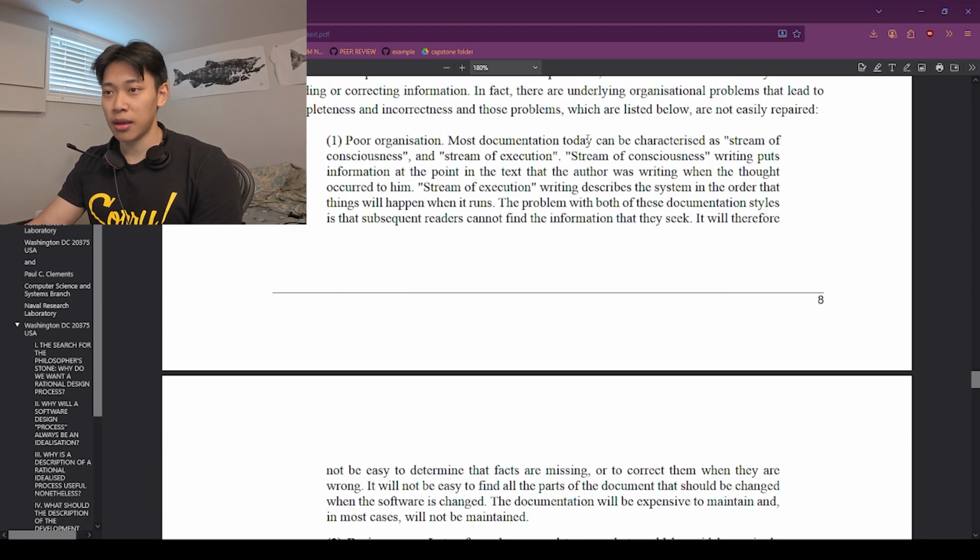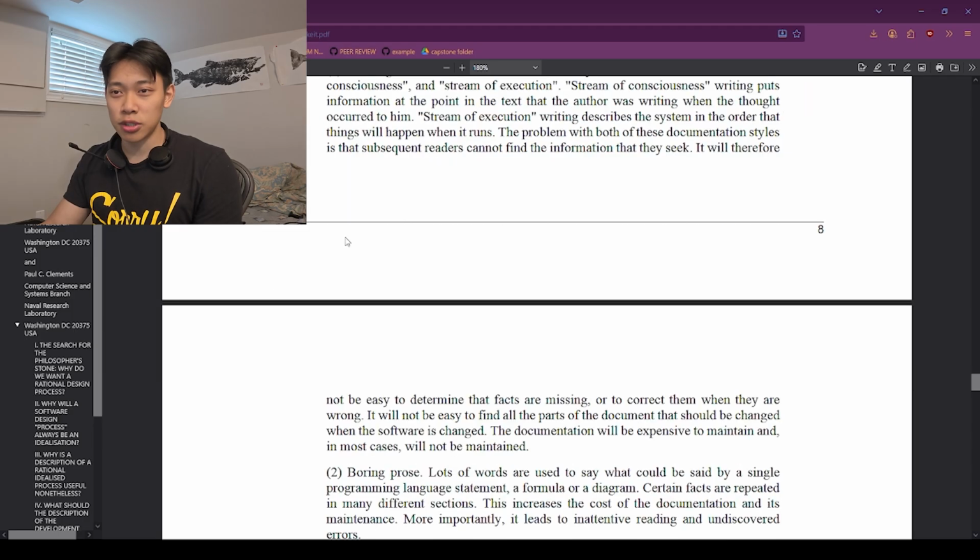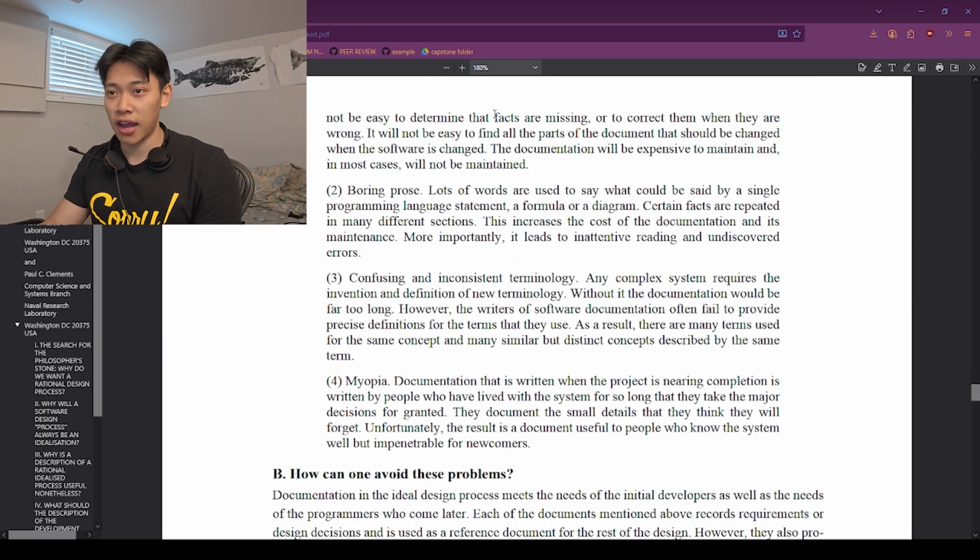Most documentation today can be characterized as stream of consciousness or stream of execution. Stream of consciousness writing puts information at the point in the text that the author was writing when the thought occurred to him. Stream of execution writing describes the system in the order that things will happen when it runs. The problem with both these documentation styles is that subsequent readers cannot find the information they seek.